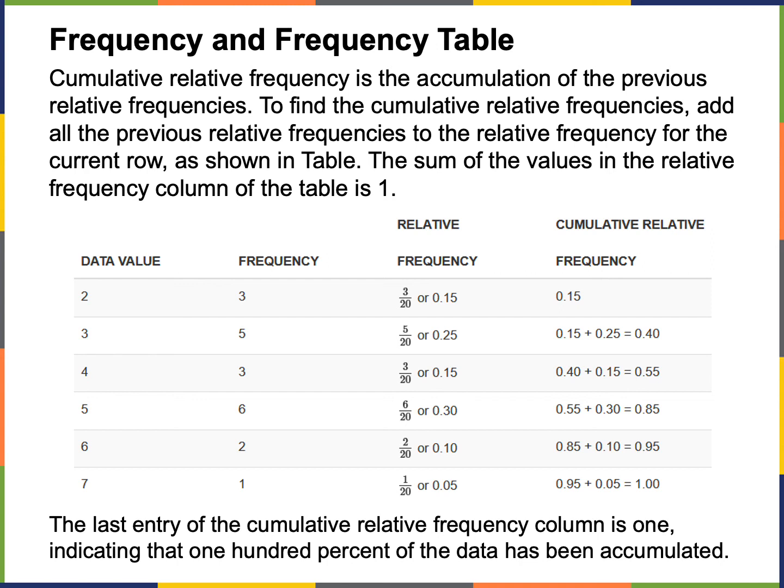So cumulative is the accumulation of the previous relative frequencies. So what we do here is we take the relative frequency and we add the ones before it, and that's our cumulative relative frequency, okay? So let's go ahead and think about that.